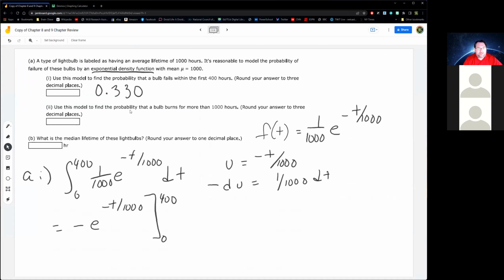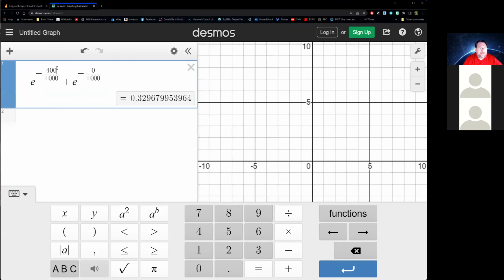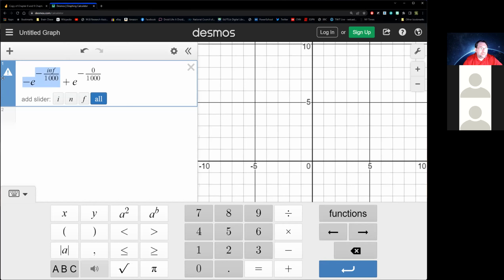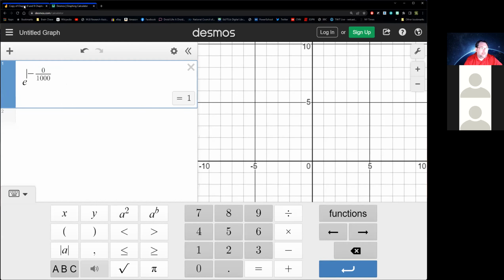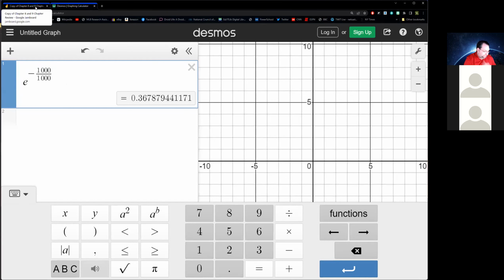So the next one says, use this model probability to find a bulb that burns for more than 1,000 hours. So in this case, this over here is gonna be infinity, which I can't actually write, but that's okay. So that'll be infinity. E to the negative infinity power is what? Right. It's 0. It's gone. So then I can put 1,000 up there. So this one comes out to be 0.368.